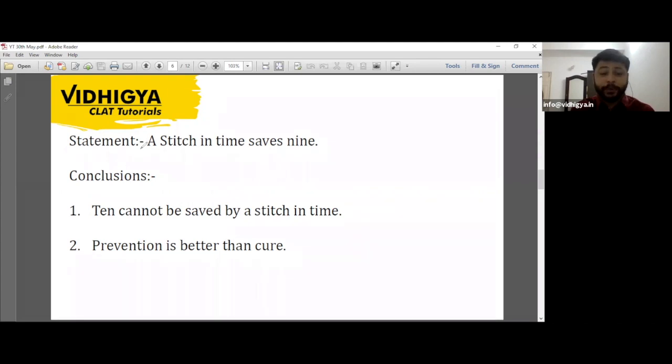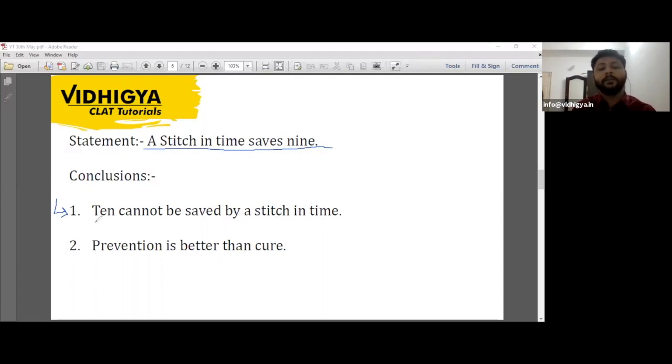So the statement reads, a stitch in time saves 9. It talks about a stitch, and a stitch in time saves 9. It's a proverb, and we all are aware of this, right? We must be aware of this. Now, when we work on the conclusions, let us directly work upon the conclusions as the answer options that are given here. Right. 1. 10 cannot be saved by a stitch in time.